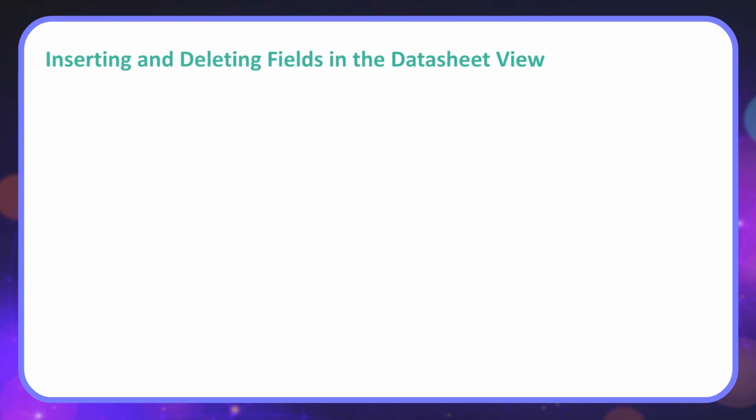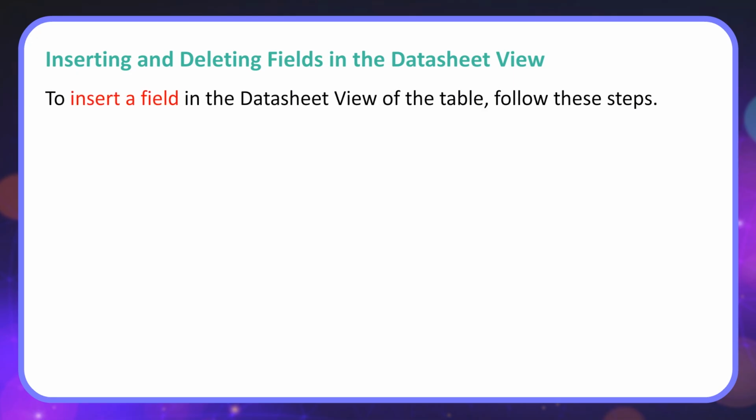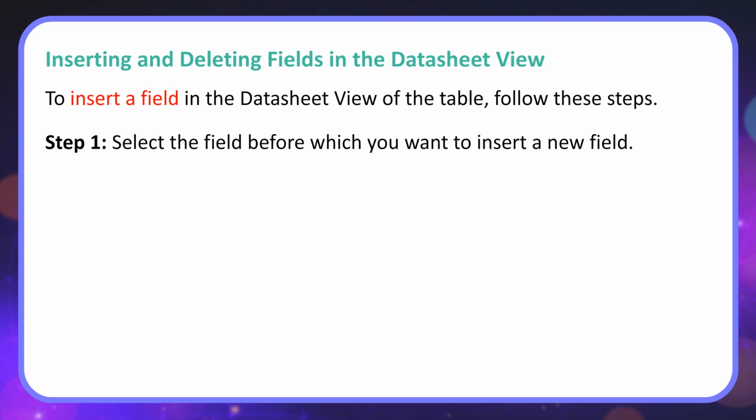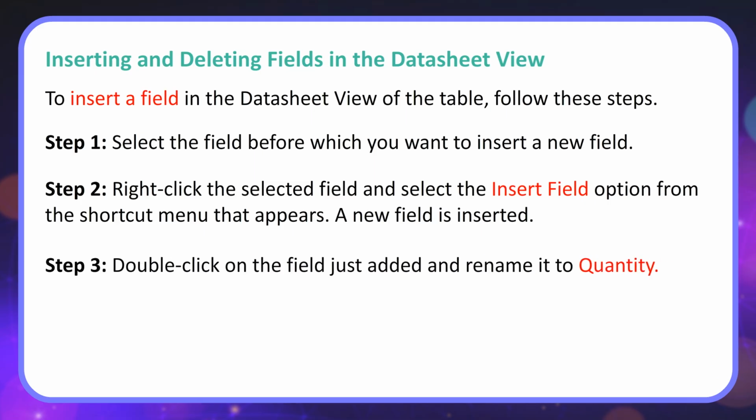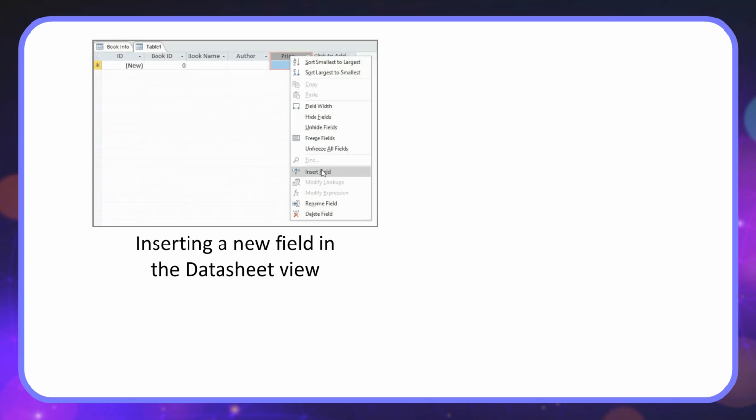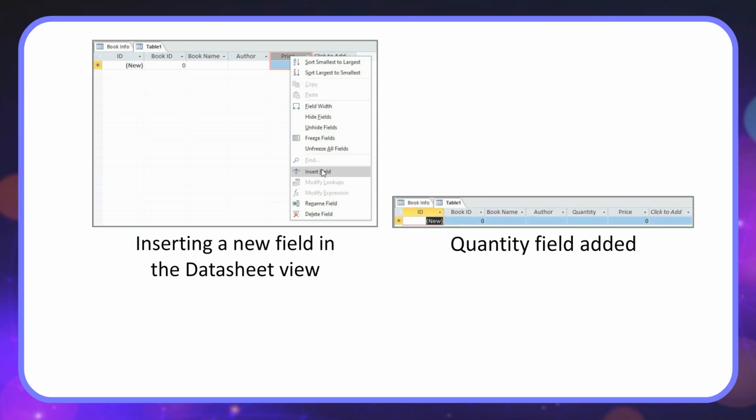Inserting and deleting fields in the Datasheet view. To insert a field in the Datasheet view of the table, follow these steps. Step 1. Select the field before which you want to insert a new field. Step 2. Right-click the selected field and select the Insert Field option from the shortcut menu that appears. A new field is inserted. Step 3. Double-click on the field just added and rename it to Quantity.